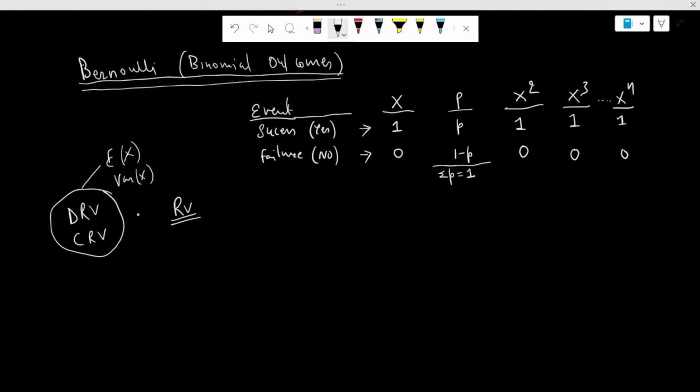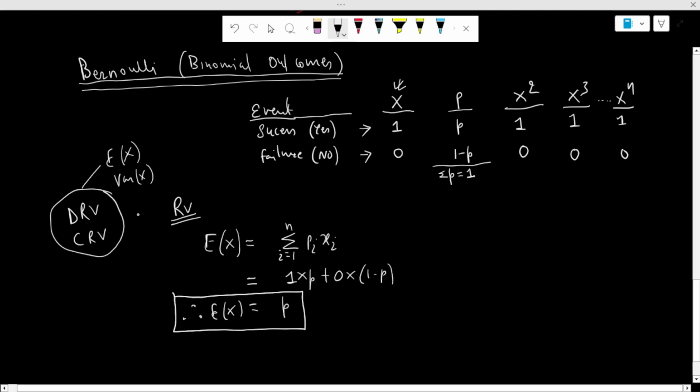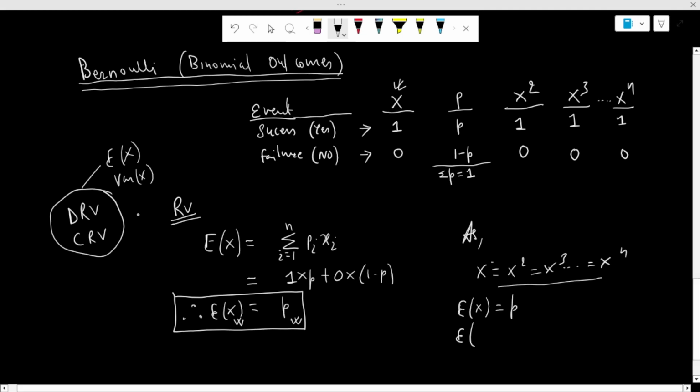Now let us calculate the expected value and variance of this Bernoulli random variable. We know that. Let us expand this in this case. Therefore, the first moment, or the expected value, of a Bernoulli random variable is equal to the probability of success. Now we have already seen that the value of x is equal to x squared, x cubed, and so on for this special case. Therefore, if the expectation of x is equal to p, the expectation of x to the power n is also equal to p. It is quite obvious.